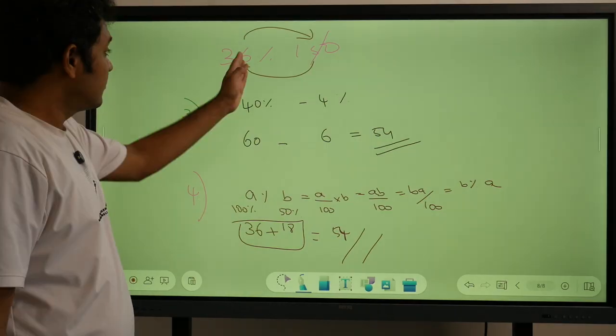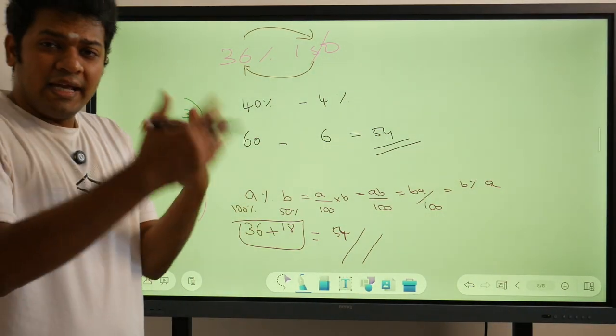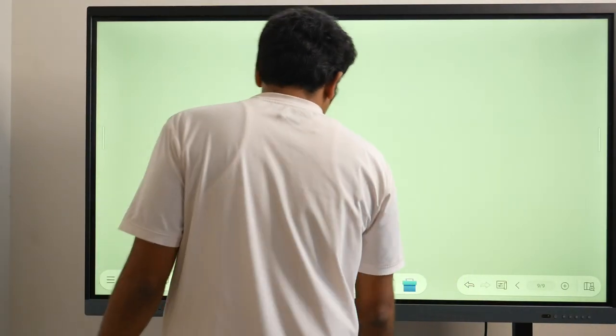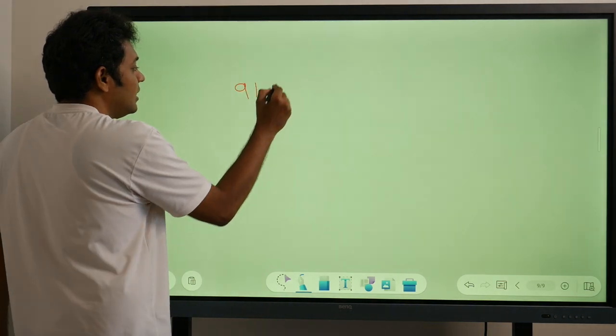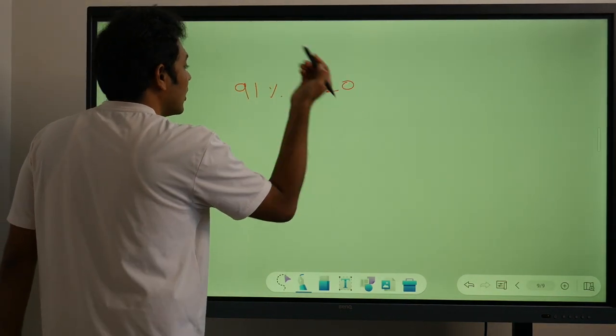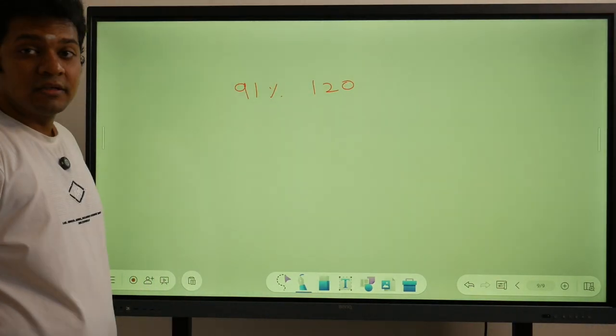Right? So the other way, if the number is more than 100, this is also another way. Just know all methods. Looking at the number, we can just do this. Say if I give you another thing, say if I ask you to find 91% of, say, 120. How do you find it?